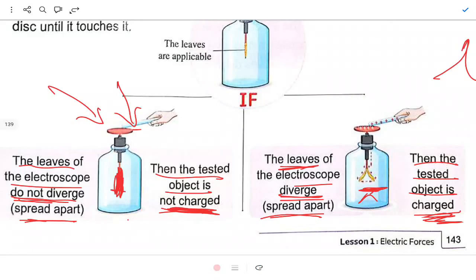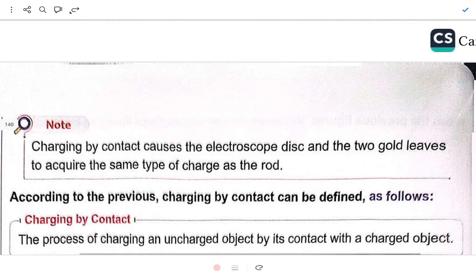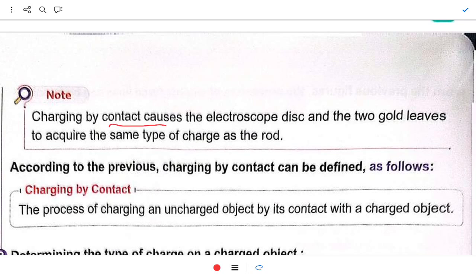And this is called charging by contact. This rod, the object to be tested, contacts the disc. There is a contact between them. Charging by contact causes the electroscope disc and the two gold leaves to acquire the same type of charge. So if the disc has a positive charge, the two gold leaves will have a positive charge, and so on.